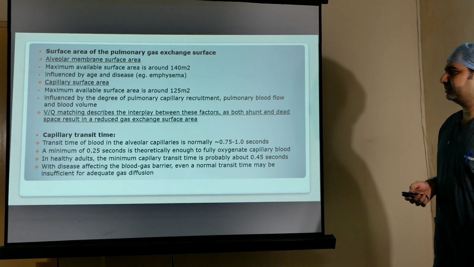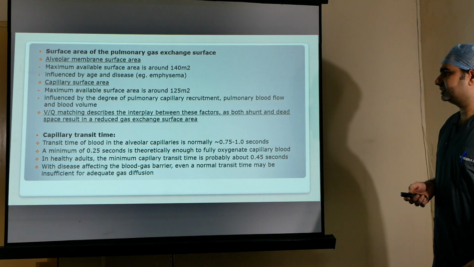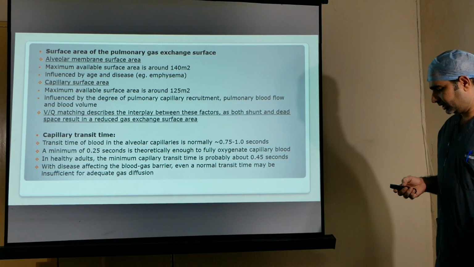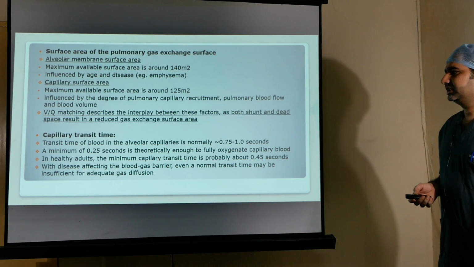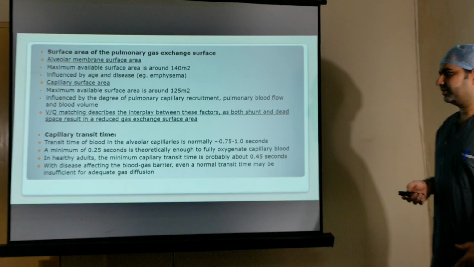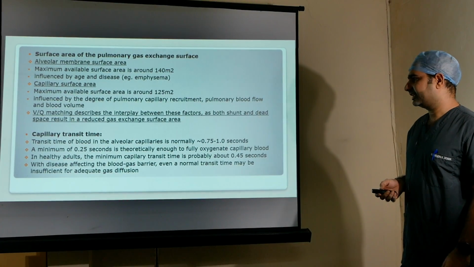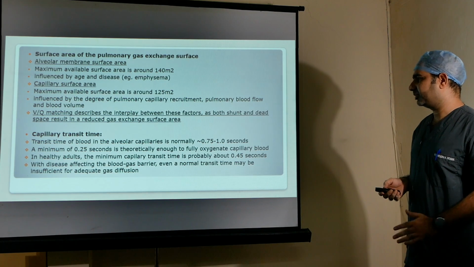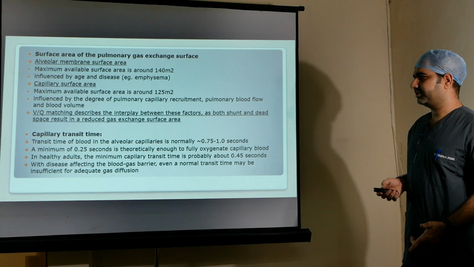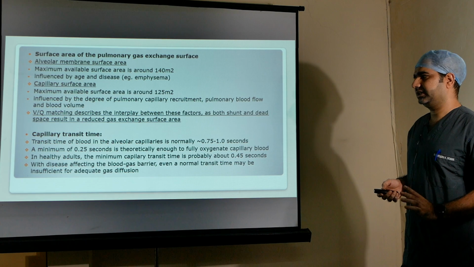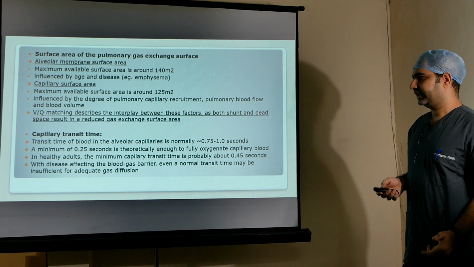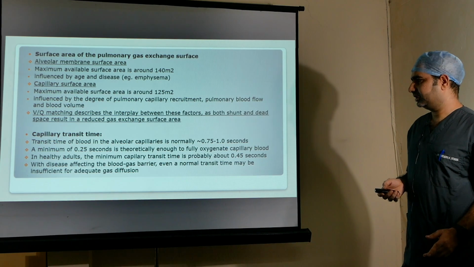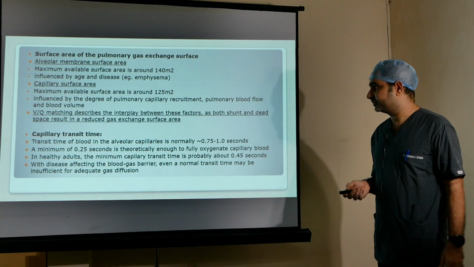This VQ matching describes the interplay between these factors, as both shunts and dead space result in a reduced gas exchange surface area. Now, capillary transit time. The transit time of blood in the alveolar capillary is normally 0.75 to 1 second. A minimum of 0.25 second is theoretically enough to fully oxygenate the capillary blood. In a healthy adult, the minimum capillary transit time is probably about 0.45 second. With disease affecting the blood gas barrier, even a normal time may be insufficient for adequate gas diffusion.